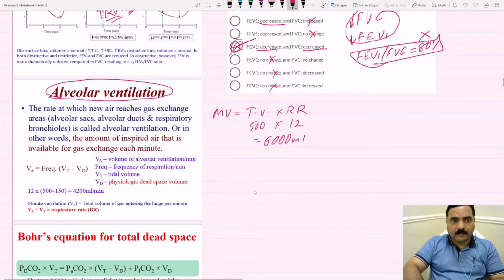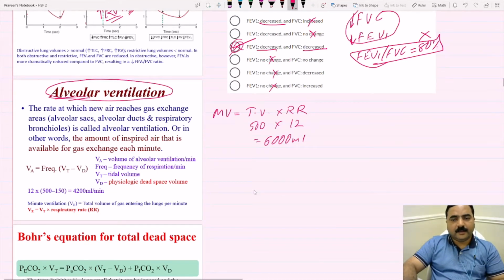Okay, now what is alveolar ventilation? Out of this tidal volume, how much is the volume of air that is reaching the alveoli? In order to understand that, we have to understand that all the air that you inspire is not reaching the alveoli. Some of it is staying back in the respiratory tract.